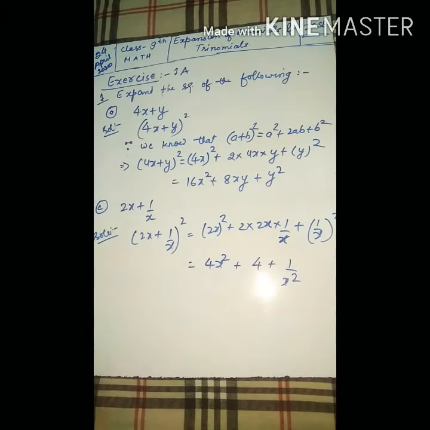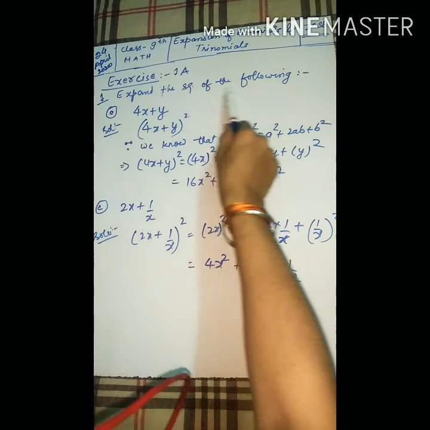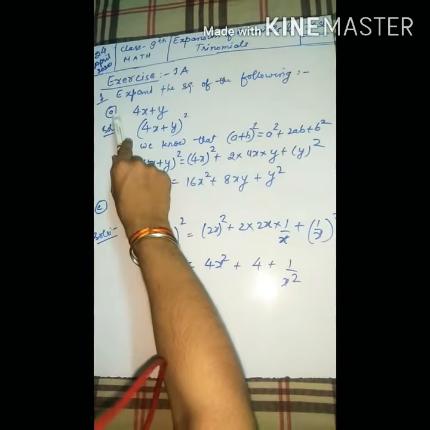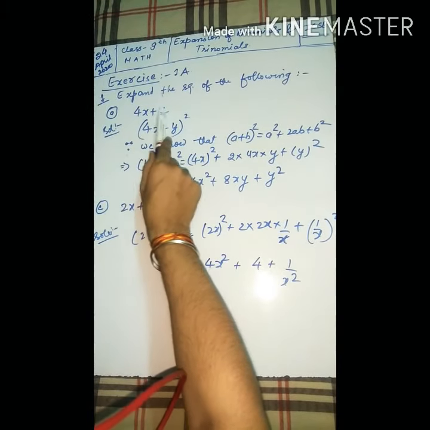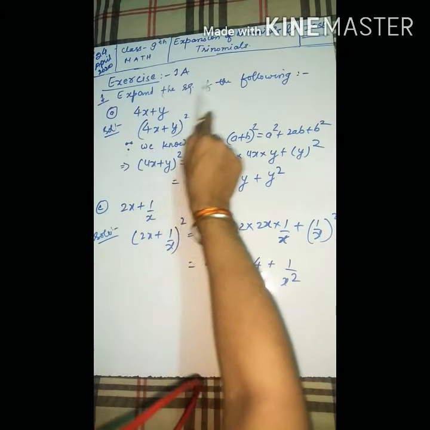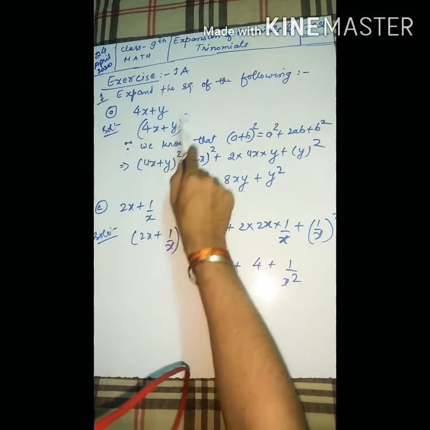Alright, now after understanding all the basic things, the identities of this chapter, let us come to exercise 1a. First question, I'm reading: expand the square of the following. That means 4x plus y is given and we have to expand the square of the following. Square means 4x plus y the whole square.